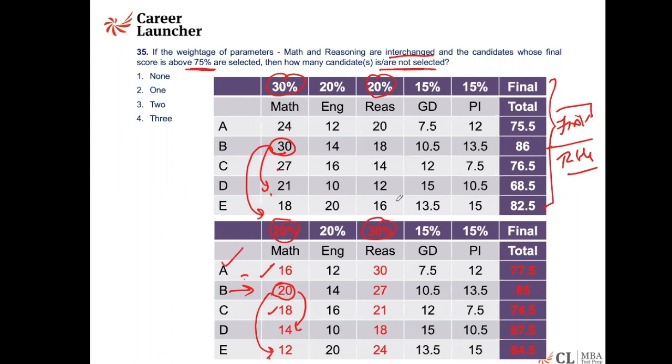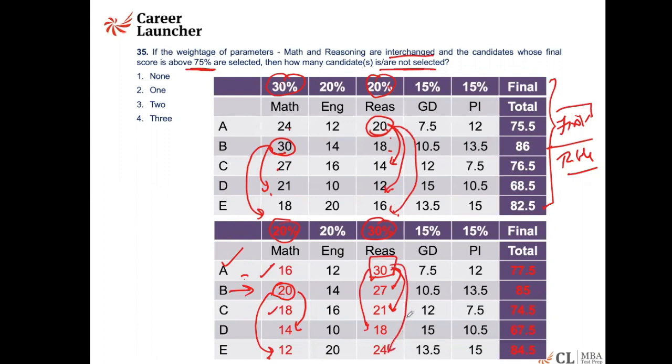Similarly, reasoning has become 30. The highest was 20. Remember this. Now it has become 30. That means that this total will become 30. Again, this is 10% less. This is 30% less. This is 40% less. And this is 20% less.